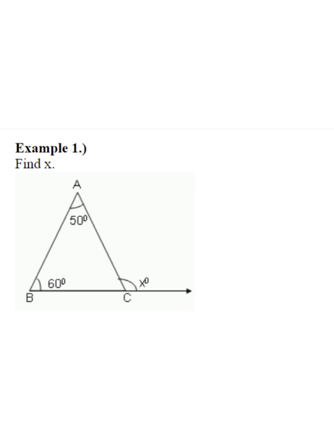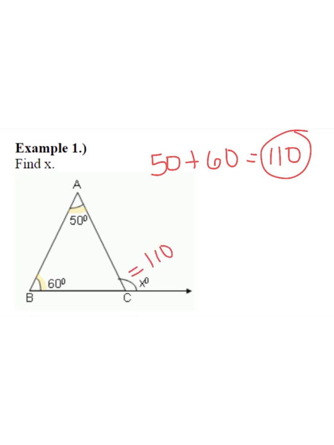Alright, for example, find angle X. You can use the theorem that we just went over, that the two remote angles, angle A and angle B, if you add those together, angle A plus angle B, it will equal the exterior angle. So you can use that, or you can use what we've been doing.